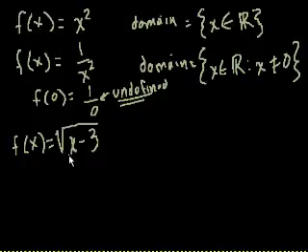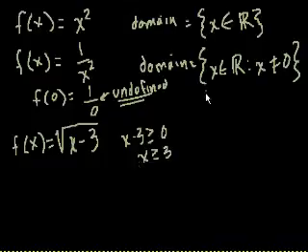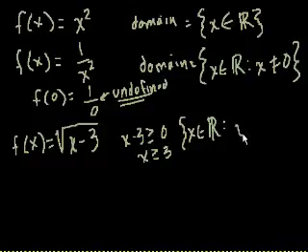So here we say, well, any x is valid here except for the x's that make the expression under the radical sign negative. So we have to say that x minus 3 has to be greater than or equal to 0, right? Because you could have the square root of 0. That's fine. It's just 0. So x minus 3 has to be greater than or equal to 0. So x has to be greater than or equal to 3. So here our domain is: x is a member of the real numbers such that x is greater than or equal to 3.